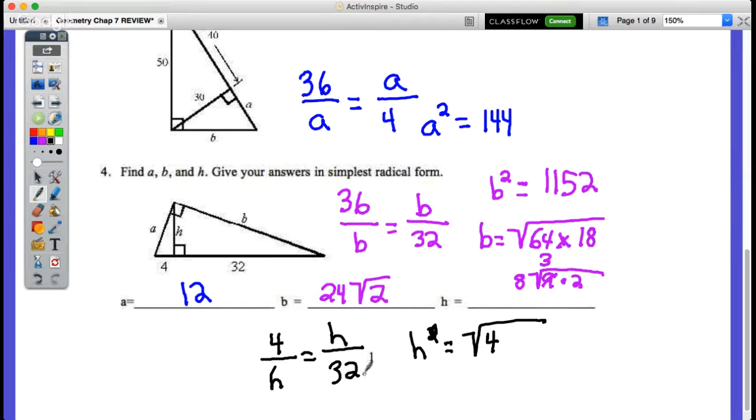I know 4 is a perfect square. 32 is made up of 16 and 2, right? And 16 is a perfect square. So the square root of 4 is 2. I'm just putting it there to placehold it. The square root of 16 is 4, and I can't do anything with that. So 2 times 4 is 8, and I'm left with radical 2.